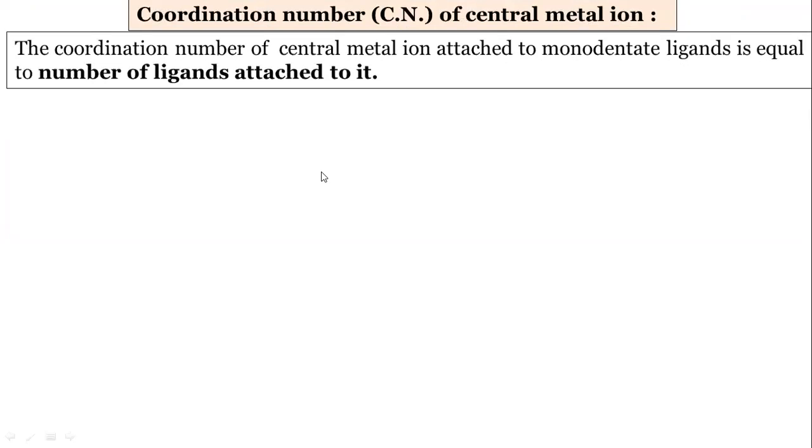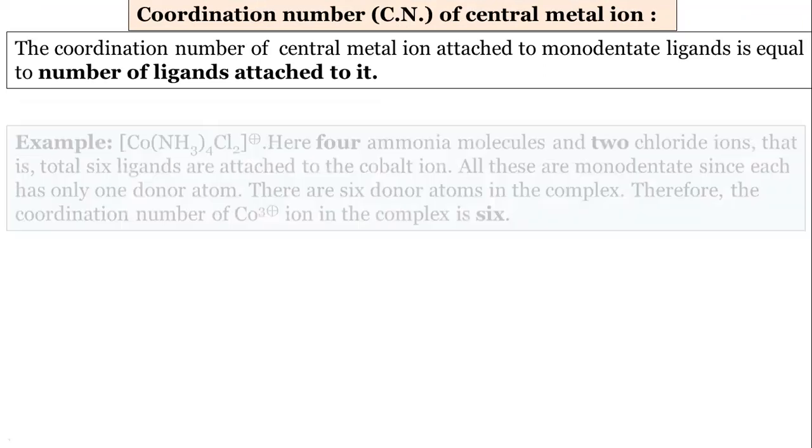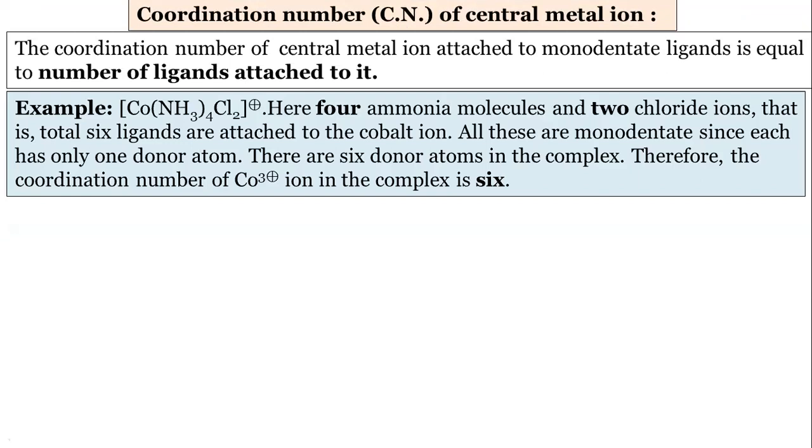Then the next, very important, is the coordination number of the central metal ion. This coordination number is different in the case of monodentate ligands and bidentate ligands. Remember, the number of ligands attached to the central metal atom or ion is called the coordination number. But this definition is applicable only in the case of monodentate ligands. How do we identify whether the ligand is monodentate or bidentate? You know, when only one donor group is there, it is a monodentate ligand, and when two donor groups are there, it is called a bidentate ligand.